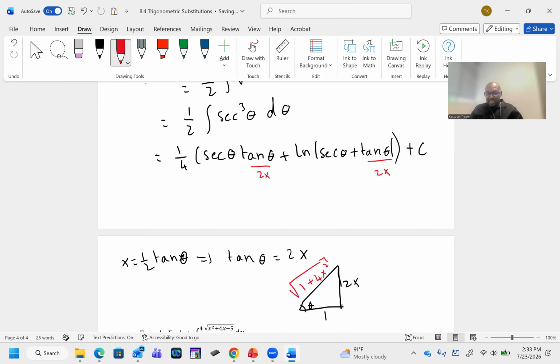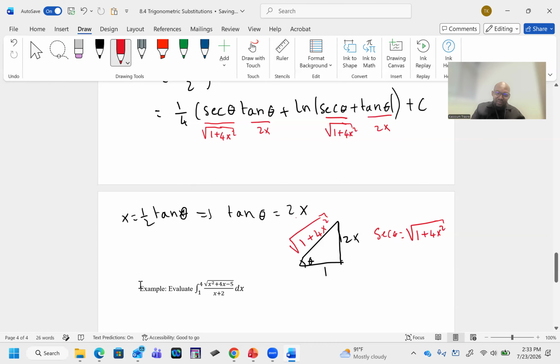So we were looking for secant theta. Secant theta is hypotenuse divided by adjacent. So my secant theta will just be the square root of 1 plus 4x squared, right? So that means this one will be the square root of 1 plus 4x squared, and this one also will be the square root of 1 plus 4x squared. So let's substitute back.